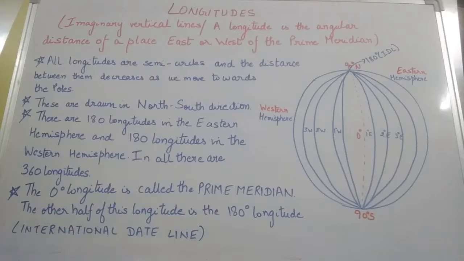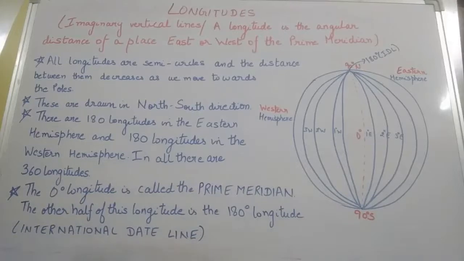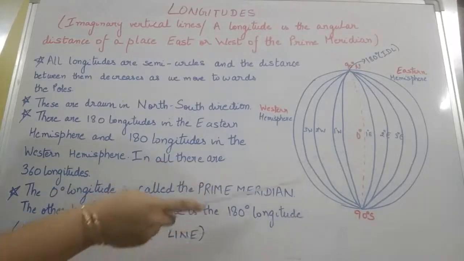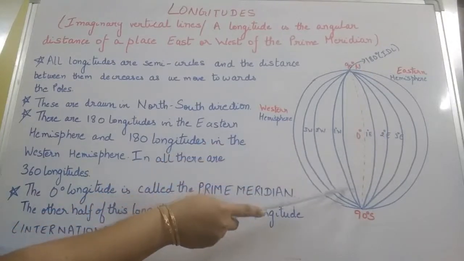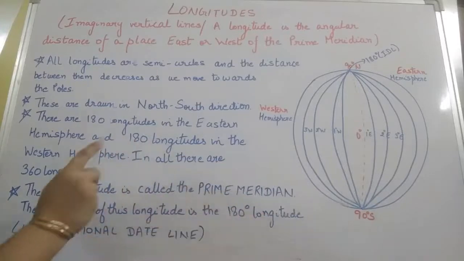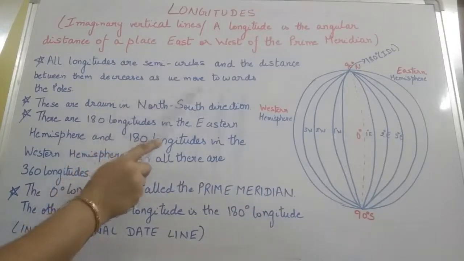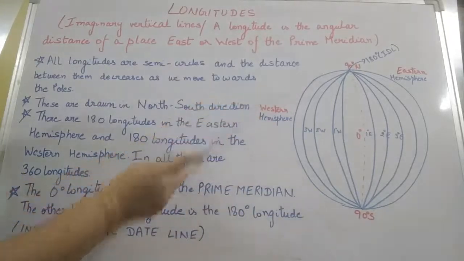All longitudes are semicircles and the distance between them decreases as we move towards the poles. Now see, these lines are not parallel. They can only be called parallel if the distance between them is the same. But you can see that over here the distance is more, and as we are moving towards the pole, the distance is reducing. So it says the distance decreases as we move towards the pole. This is the south pole and this is the north pole.